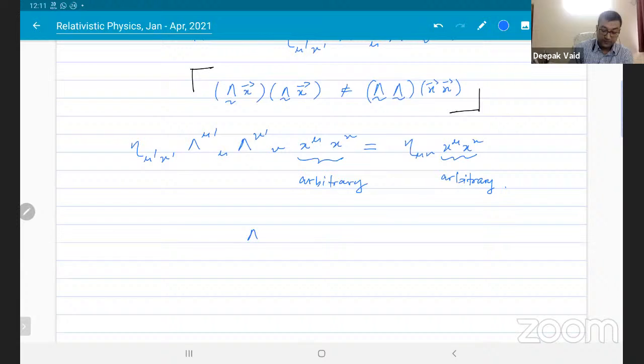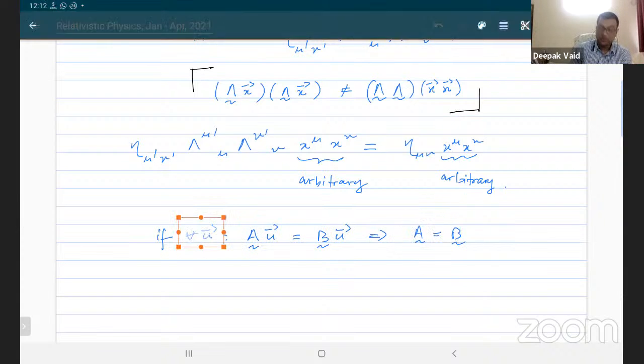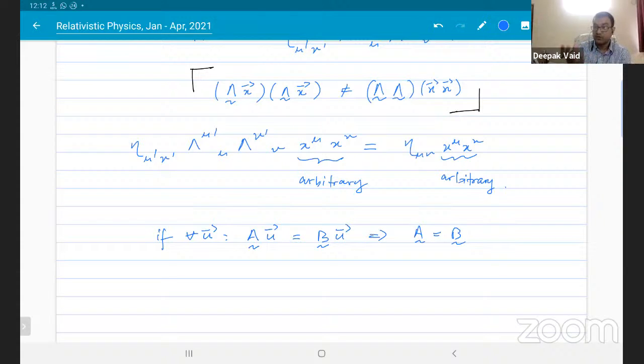Right? And so if you have an equation of this form, you have some matrix multiplied by some vector u is equal to some matrix multiplied by some vector u, then this means that A is equal to B, if this is true for all vectors u. If for all u you have this identity, then you have A is equal to B. Only if it's true for all u, not for some particular u. You can always have some particular vector for which this is true, but not for all vectors.